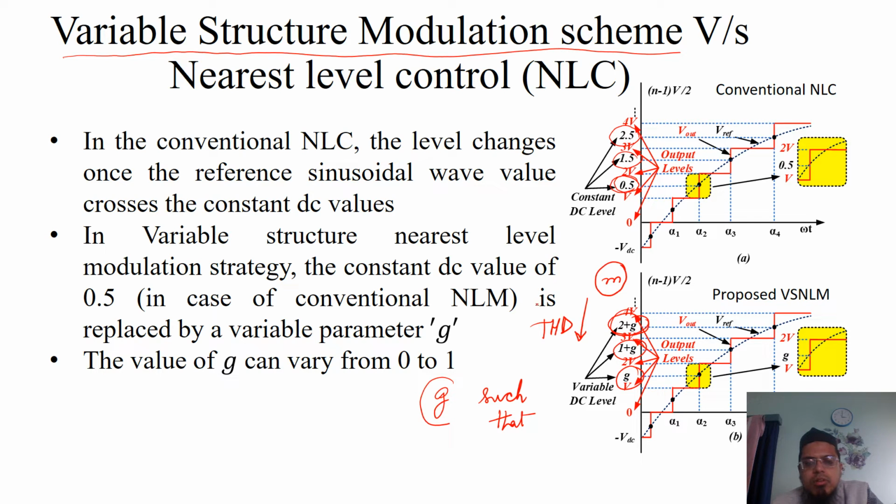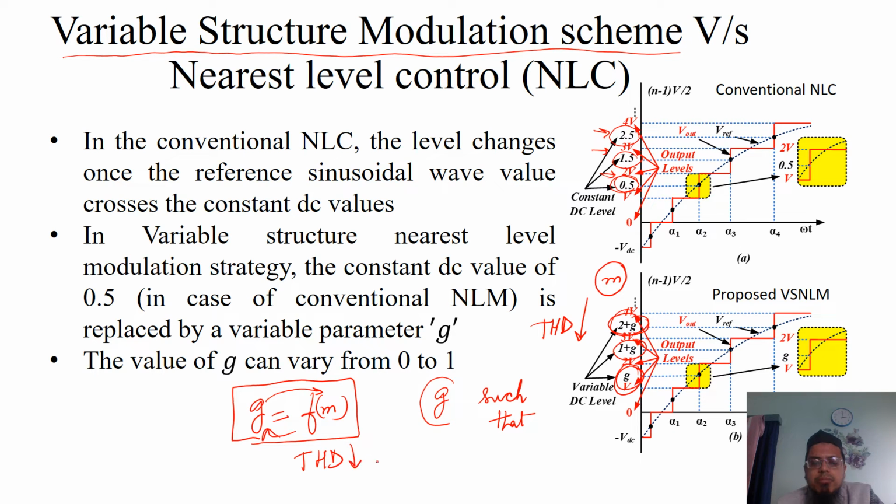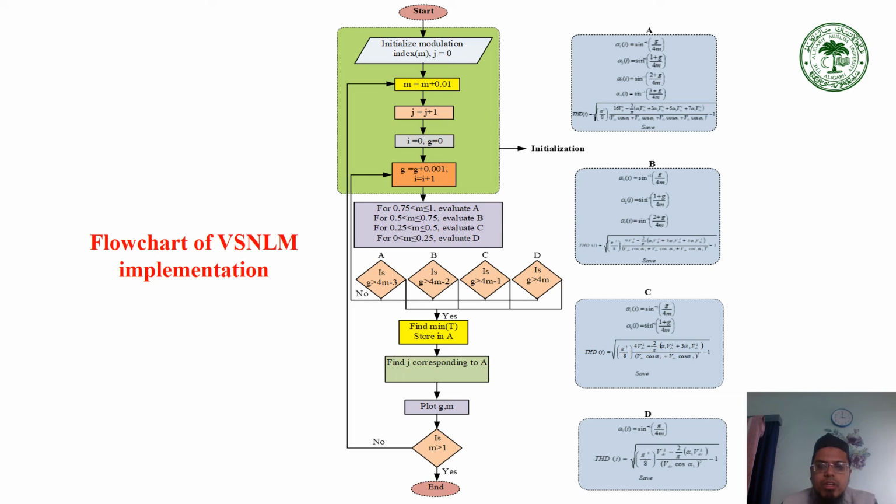Okay, I hope you understand the objective. The objective is not to keep these values 0.5, 1.5 and 2.5, rather keep them 1 plus G and 2 plus G, and find a relation between G and M, or rather find a function between G and M which relates the value of G to M. For each value of M, there should be a value of G such that the THD is minimum. Is it fine?